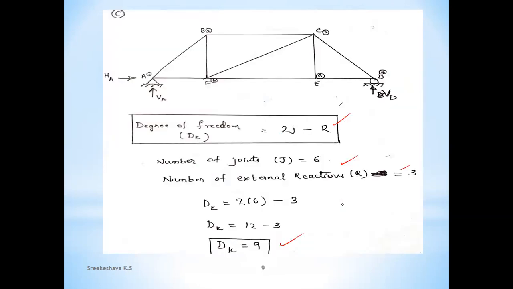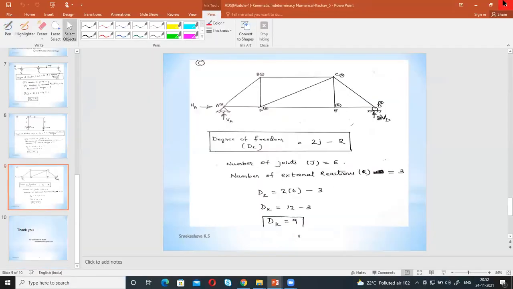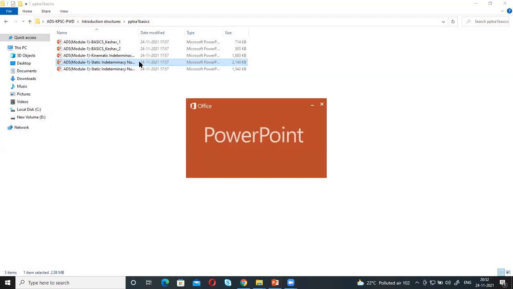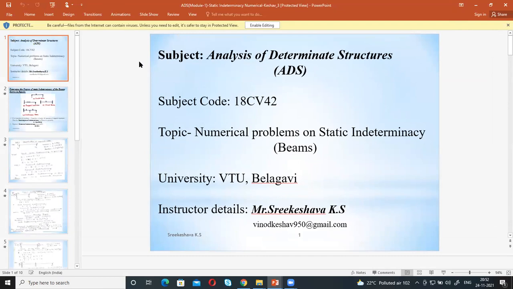That's all. It covers your static indeterminacy. See, this is not in your syllabus, but it must be there. Definitely they will ask, because you are having slope deflection and moment area method. So you must know these. Clear?